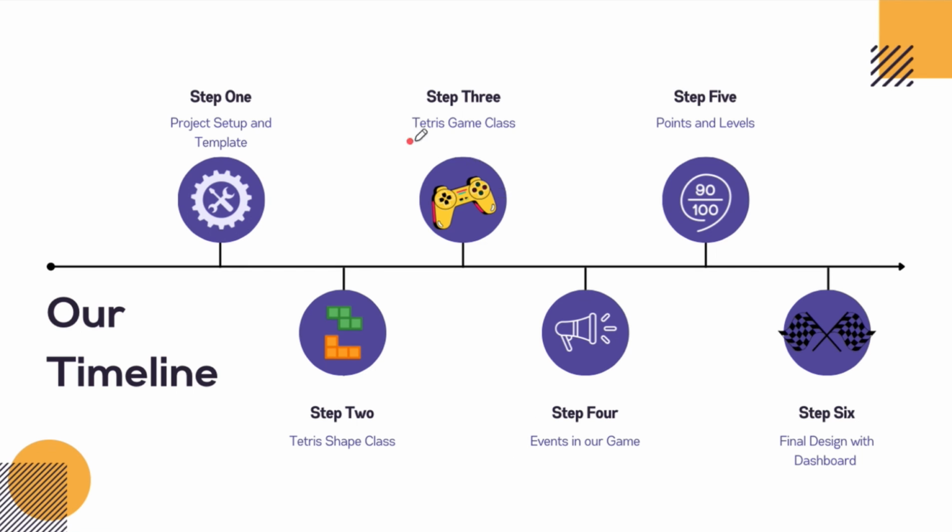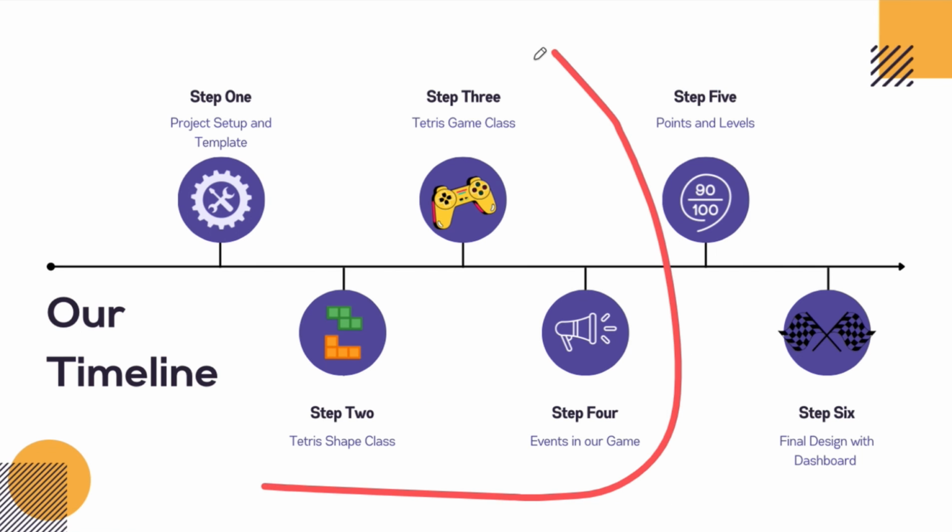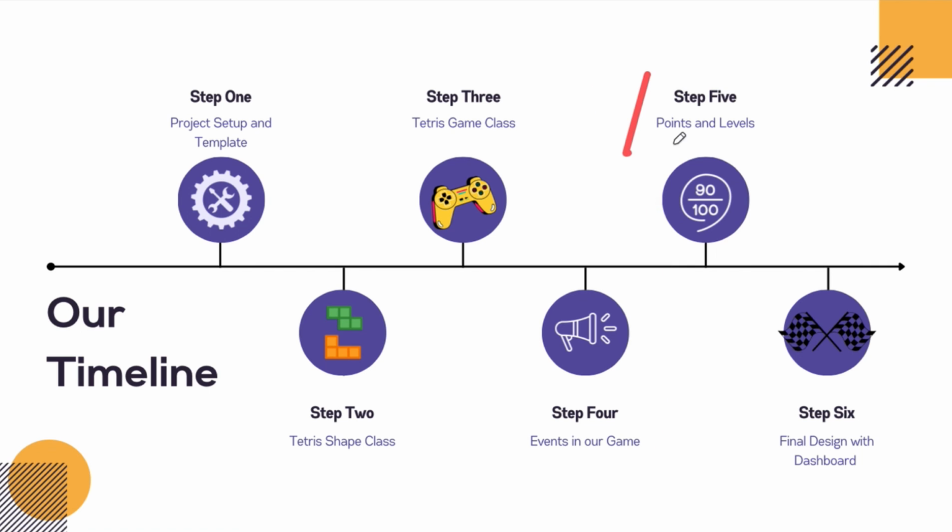And then we have our main game class, which will be the next phase. Once we have the interaction and the creation of objects, we can focus on our events. What can we do? How can we program our shapes to do stuff? Once we have these first 4 steps, that's really the whole Tetris game. But for a game, we should have the ability to have points and levels, which is step 5, and that will bring us to our final design as well as any final dashboard touches we need for our game.